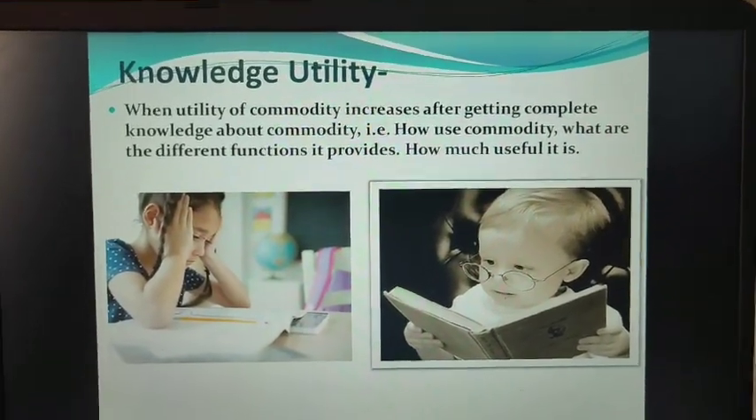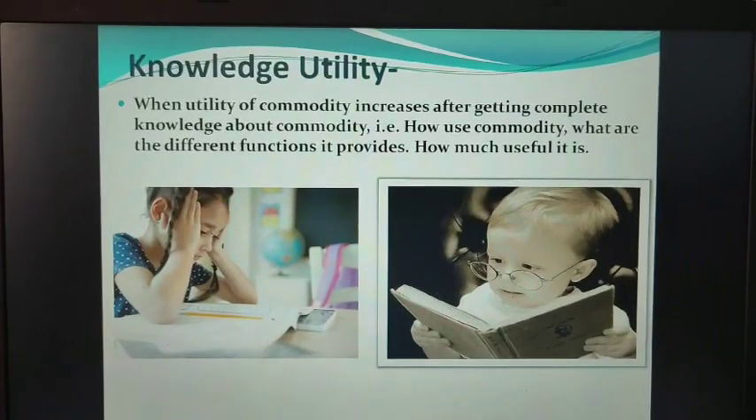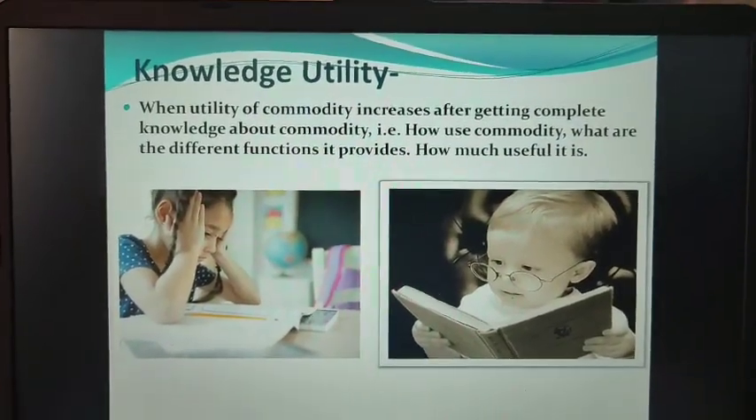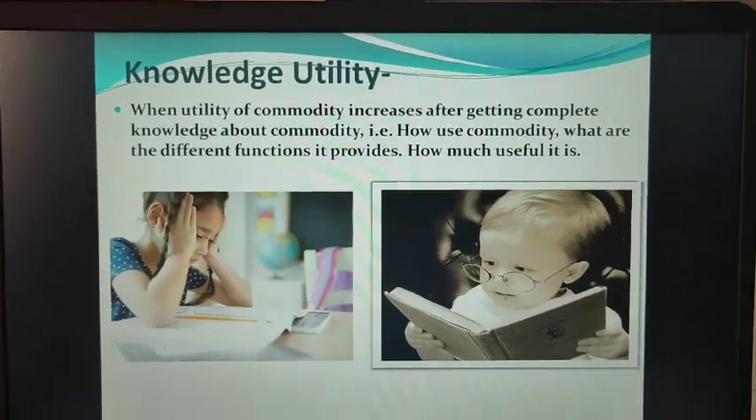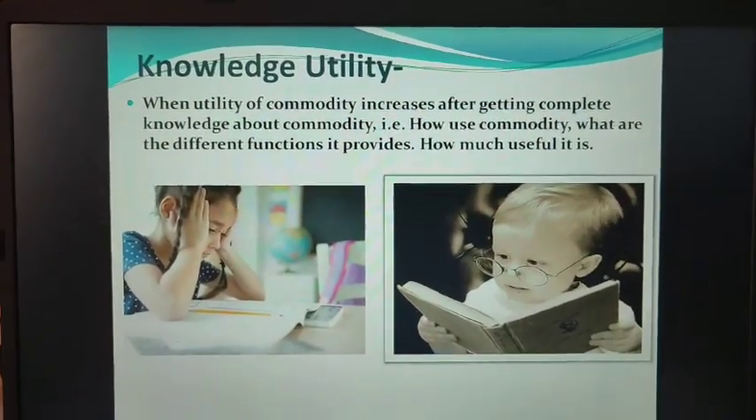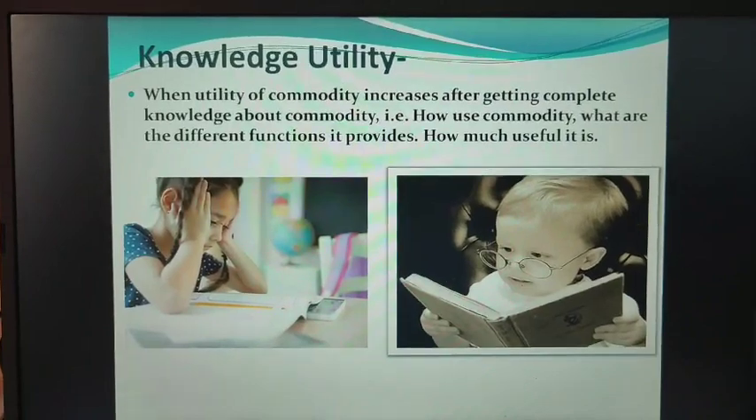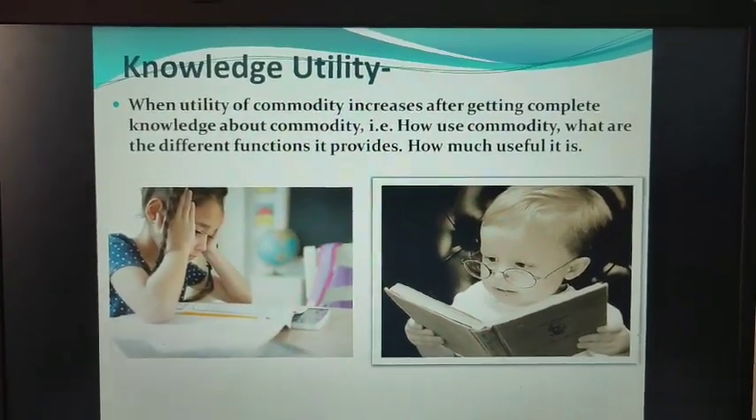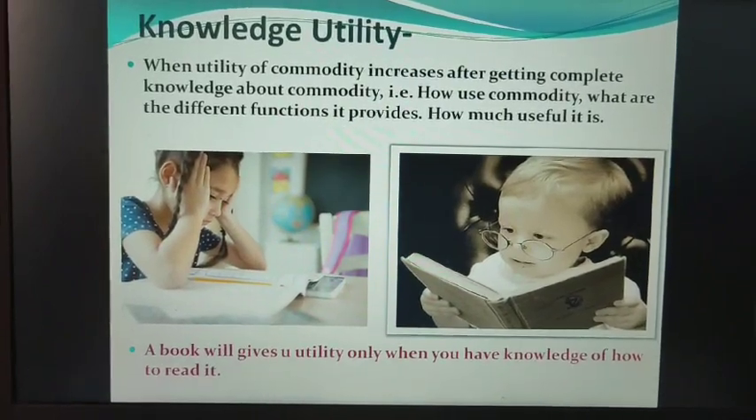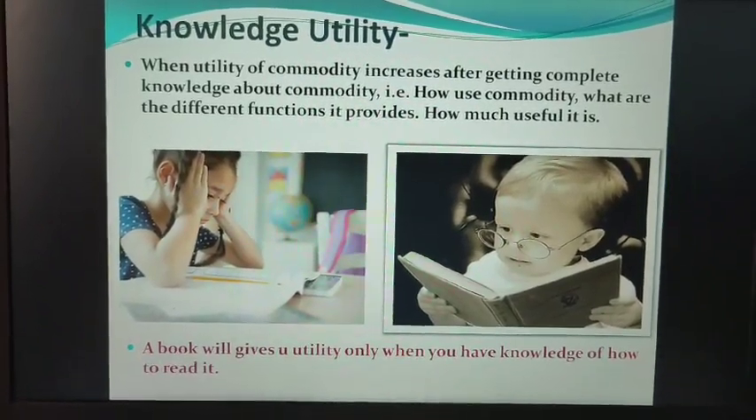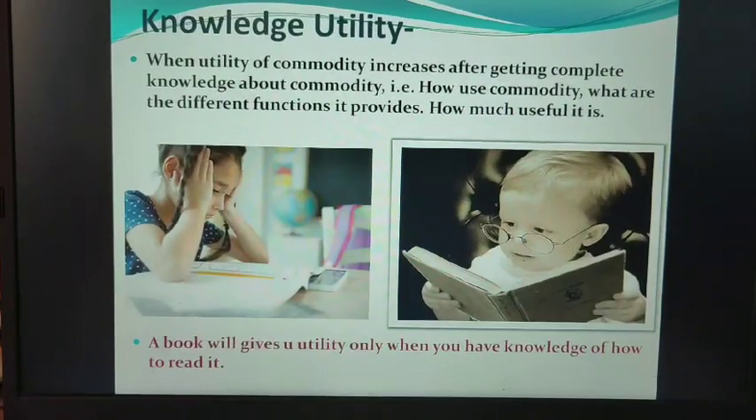Because he has the knowledge, he possesses the knowledge about each and every function of that computer, right? Okay, so the knowledge utility arises only when you have the knowledge to utilize the commodity, right? So the book will give you utility only when you have knowledge of how to read it, okay.